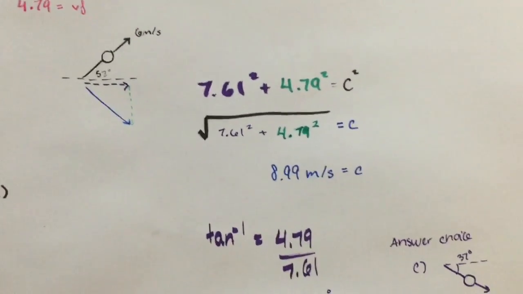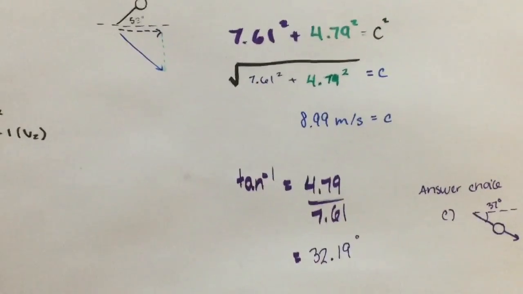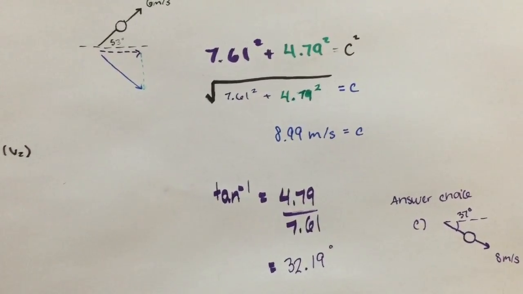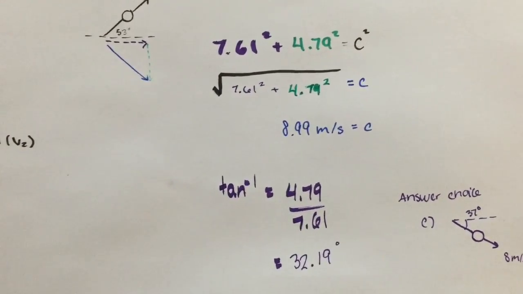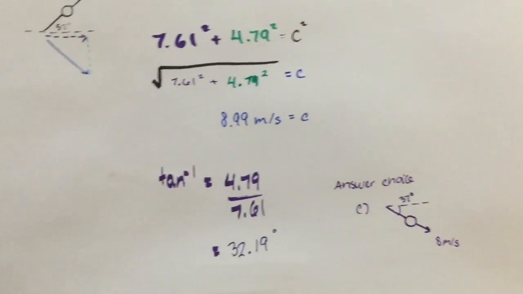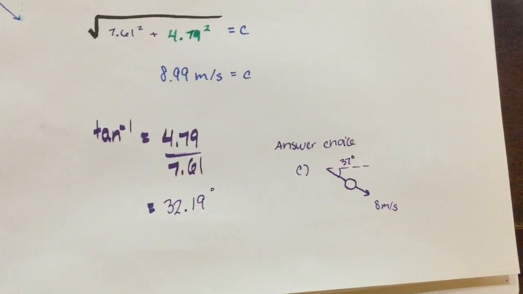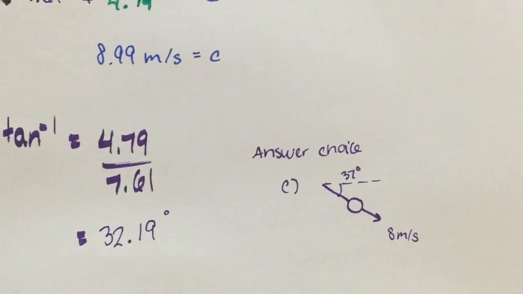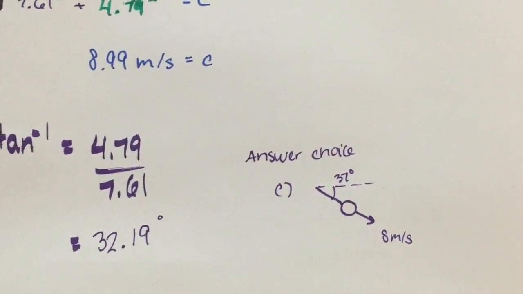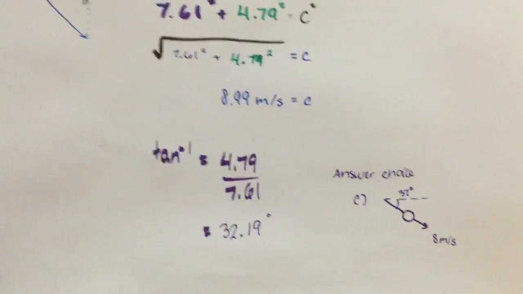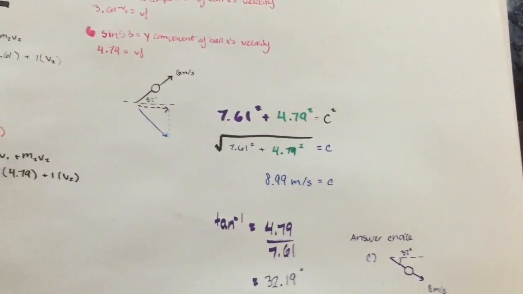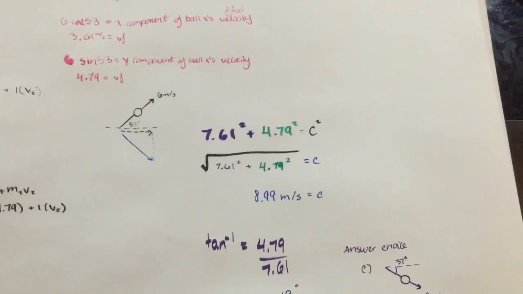And to find the angle, you take the arctan of the opposite side over the adjacent to get 32.19. The answer choice that was closest to my work was C, 37 degrees and 8 meters per second. There might be some differences because of the rounding.